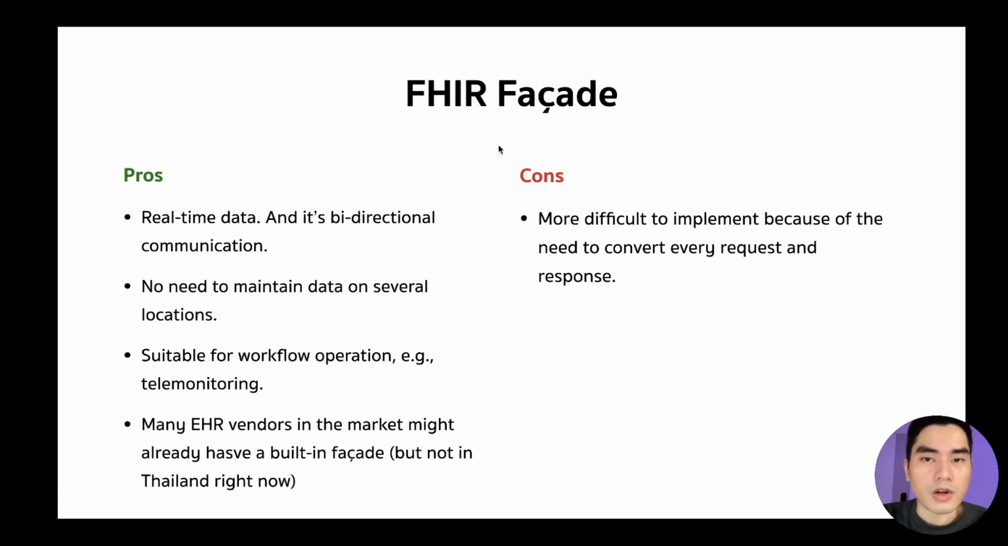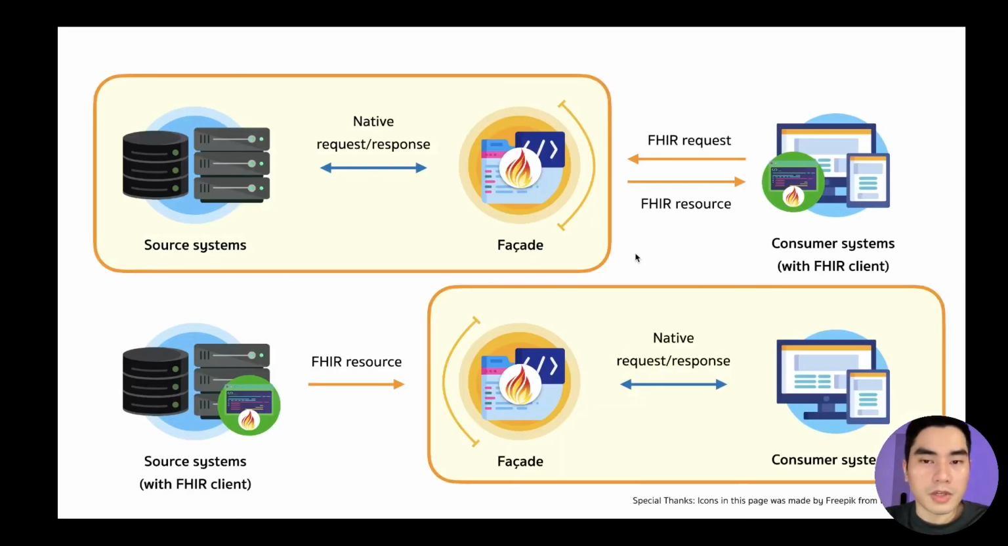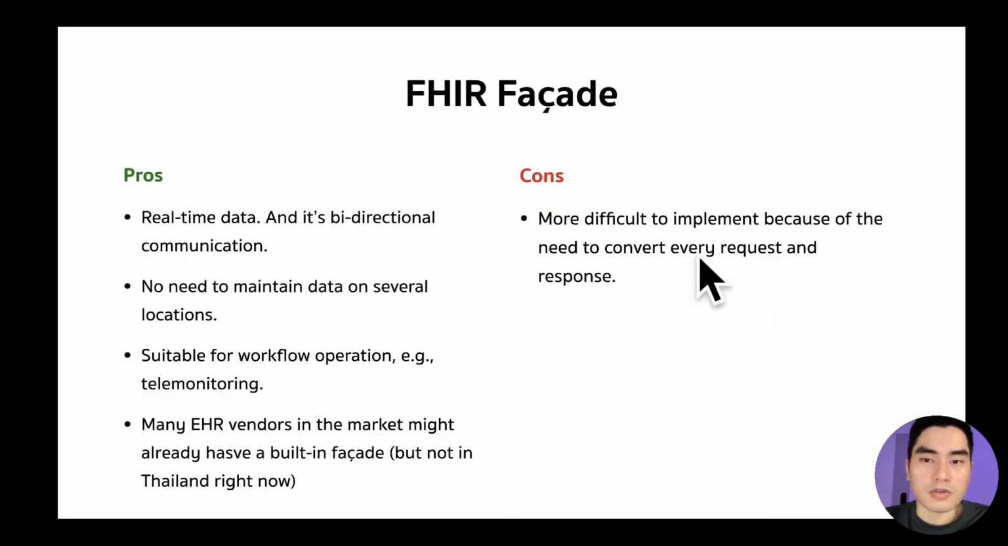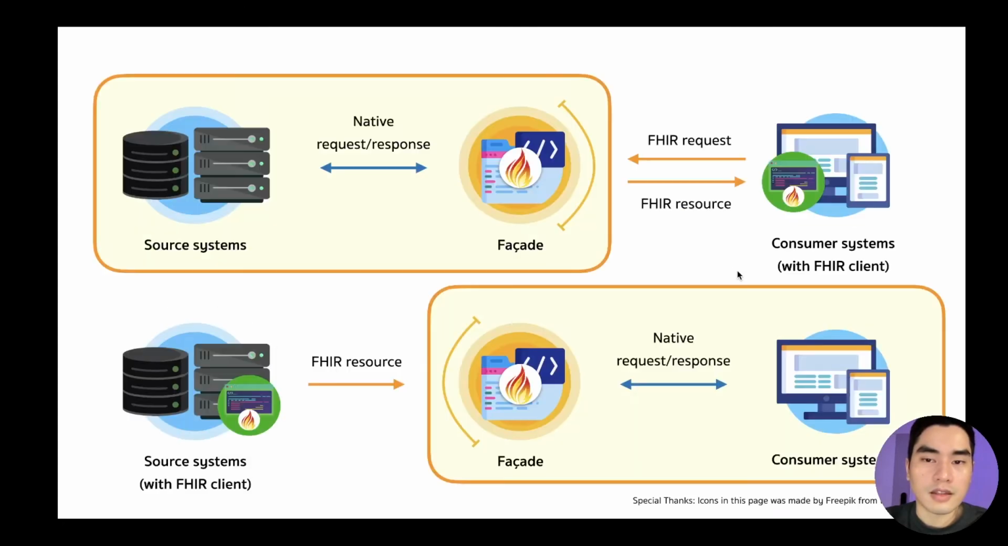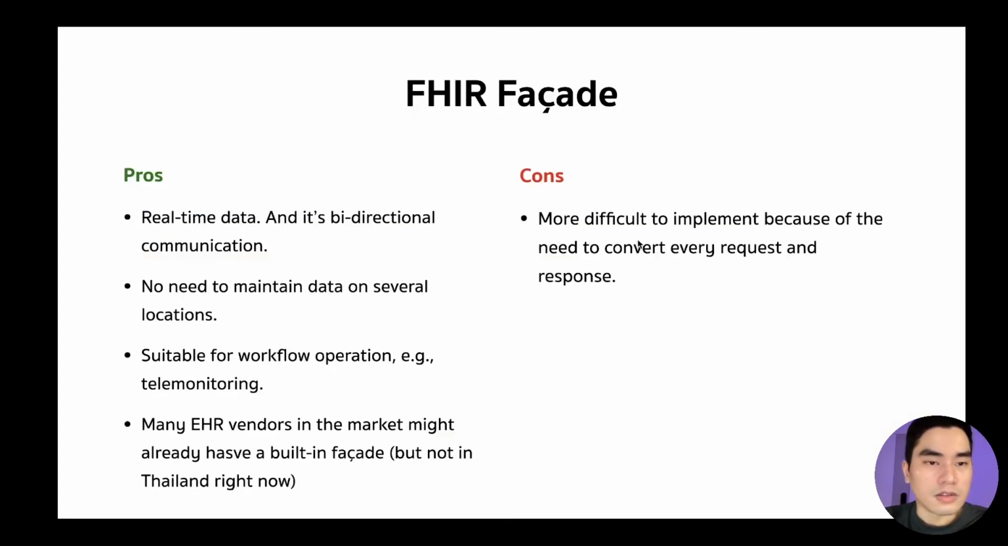And this is the pro and con of the facade. I will talk about the con first. The facade is more difficult to implement because, as you can see from this picture, it has to convert every request from the consumer to be a native request and convert every response from the source system to be a FHIR resource. So it's more difficult to do comparing to the generic file server, where you just pull the data once and then send it to the server as the whole transaction. And that is the con.